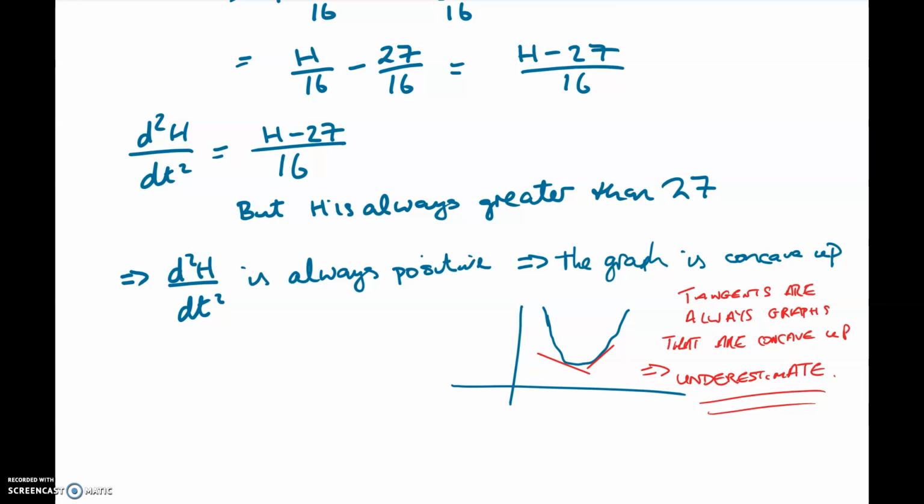Hopefully that makes sense. So you basically look at the second derivative to determine whether it is positive or negative. If the second derivative is positive, then the graph is concave up, and tangents are always below graphs that are concave up. And if the second derivative had been negative, then the graph would be concave down. And if you drew a concave down graph, you would find that the tangents are always above it. And so in that case, it would be an overestimate. But in the one we have here, it's an underestimate. Okay, hope that helps.